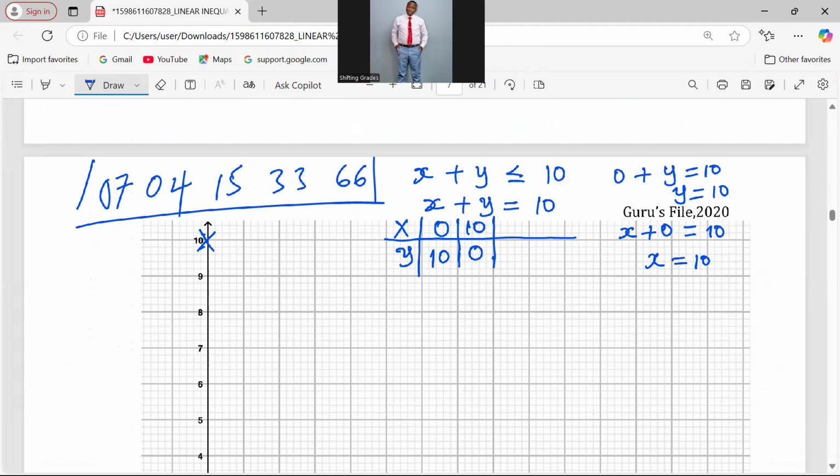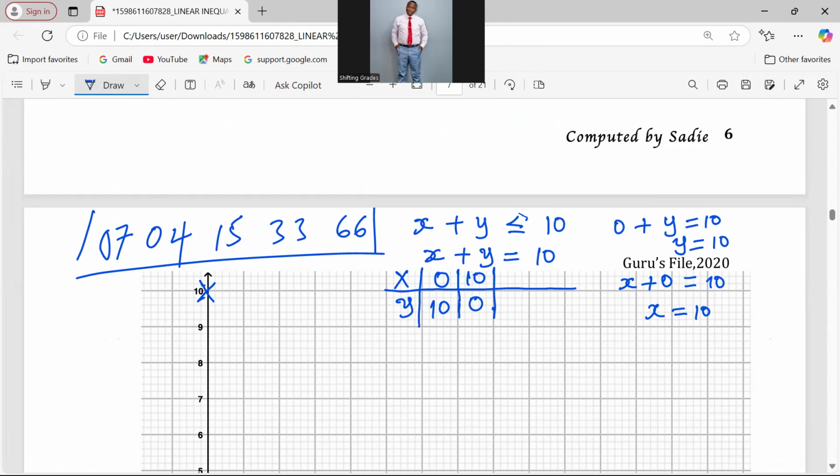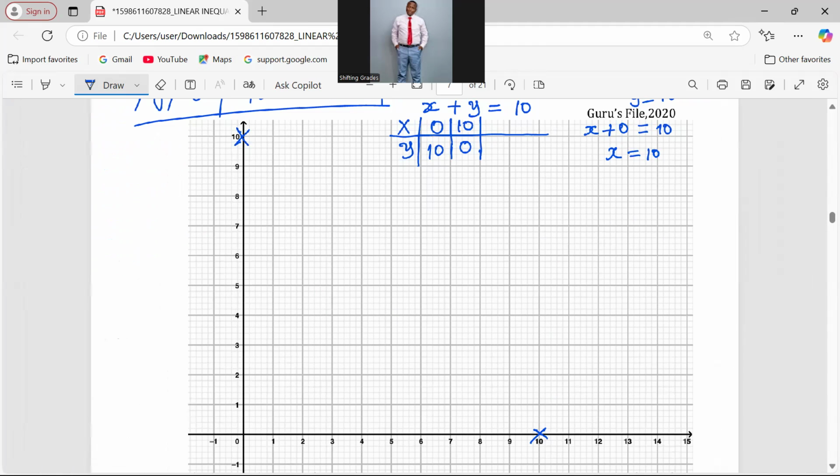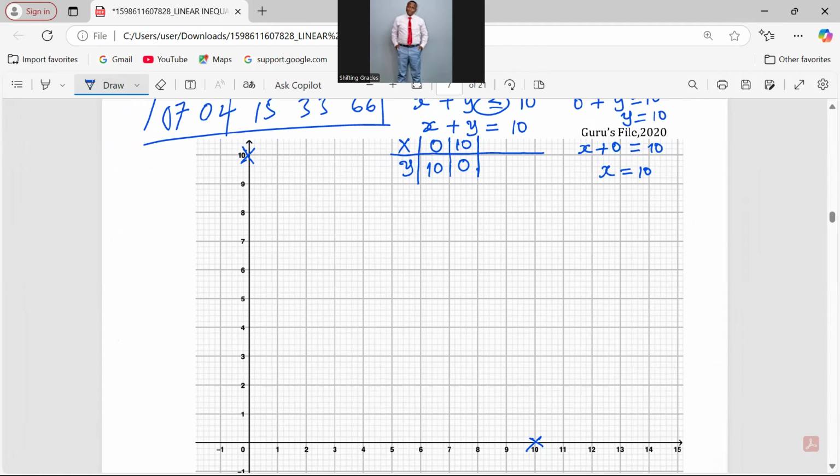Remember, the inequality symbol used is less than or equal to, meaning that the line is going to be a complete line. So let's join using a complete line. Let me do that.